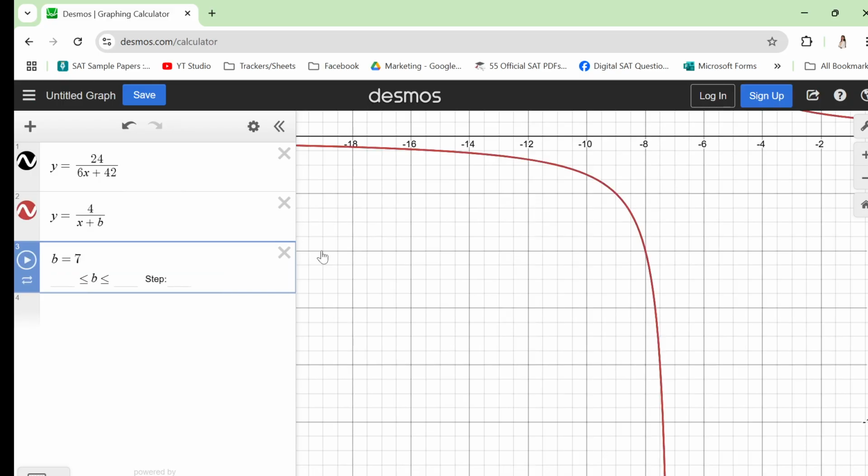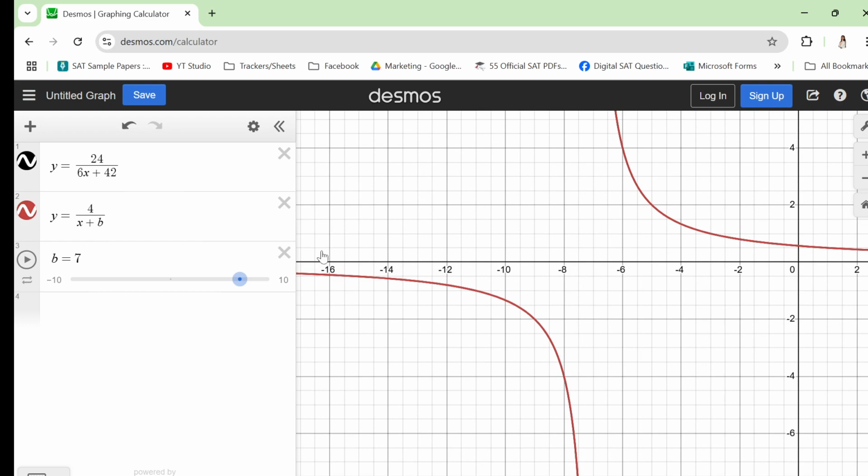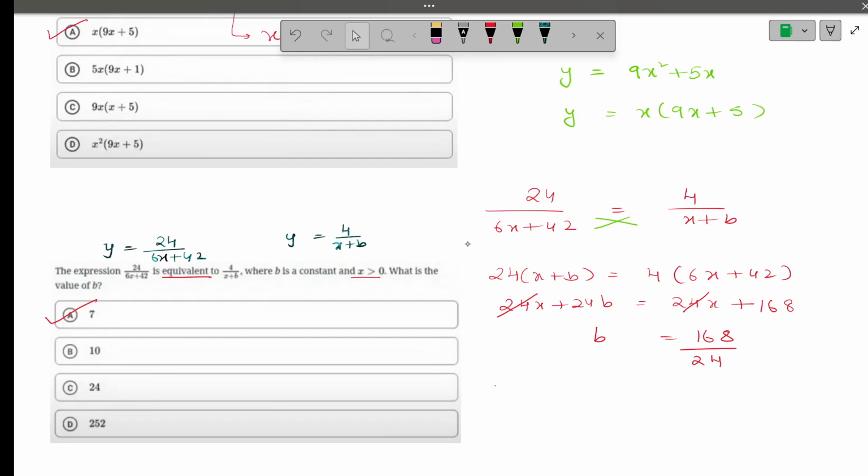So put b is equal to 7. You see the red graph completely superimposes the black graph. So that means for b is equal to 7, both the expressions will be equivalent. So answer choice A is correct.